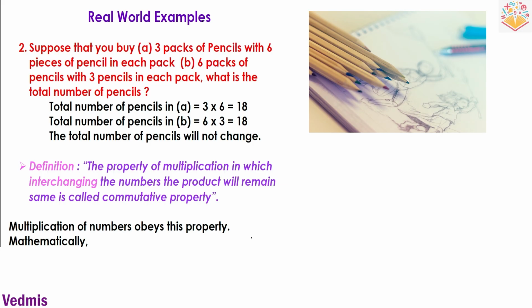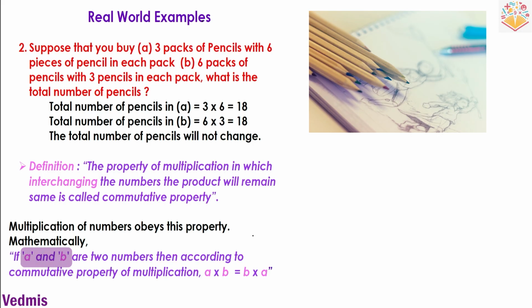Mathematically, we can define commutative property as: if A and B are two numbers, then according to commutative property of multiplication, A into B is equal to B into A.